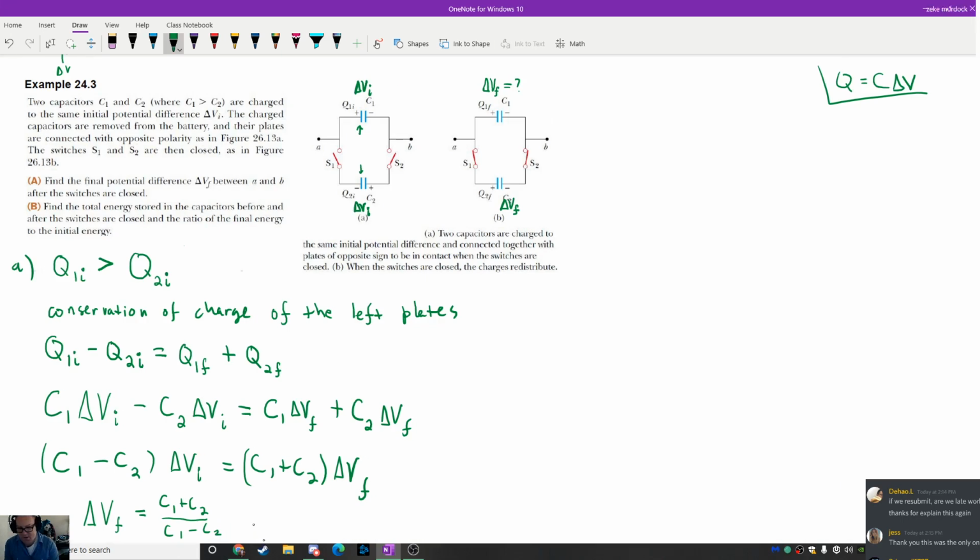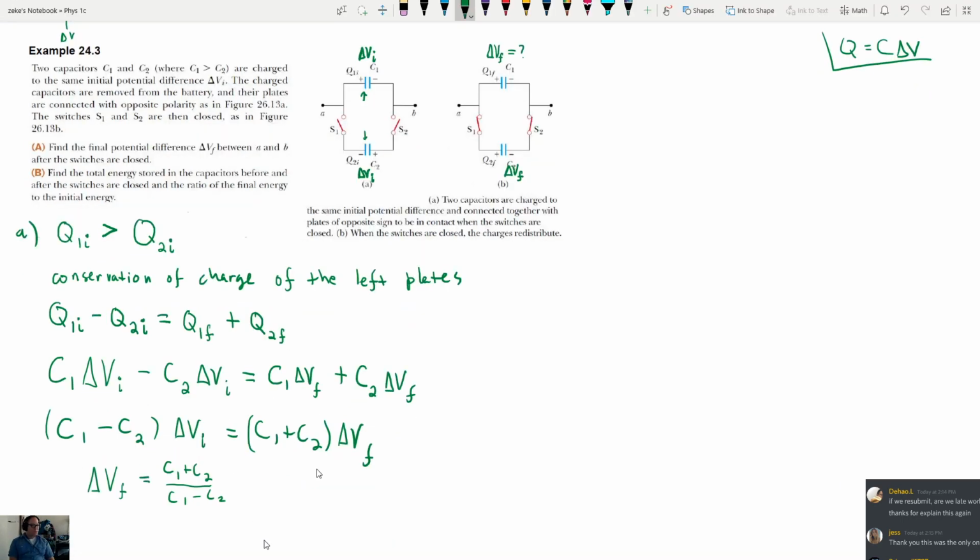Oh, we're not full screen. That explains why I feel like I had less room than I thought I would. That times delta V initial. And that's the answer to the first part.